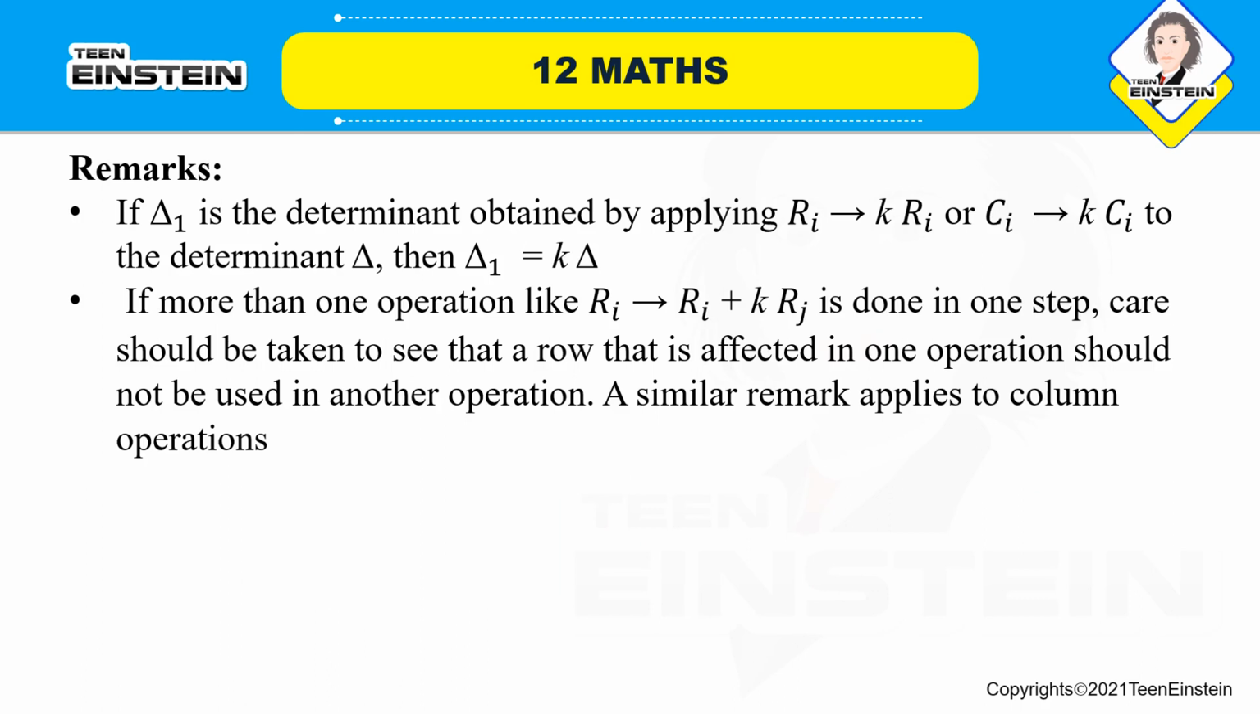So the remarks are: if delta 1 is the determinant obtained by applying the operation Ri goes to k into Ri, or Ci goes to k into Ci, to the determinant delta, then delta 1 is k into delta. We can verify this result. If more than one operation like Ri goes to Ri plus k into Rj is done in one step, then care should be taken that a row that is affected in one operation should not be used in another operation. A similar remark applies to column operations also.